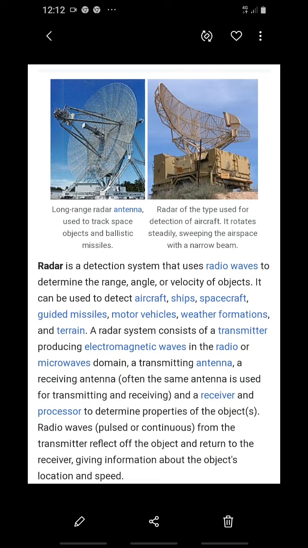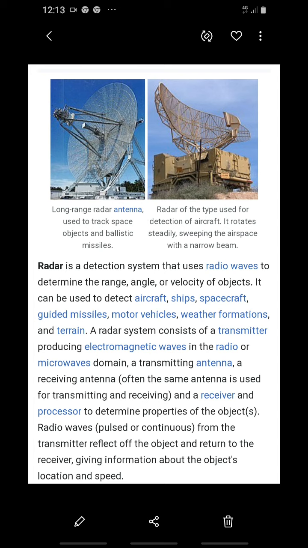Here, a radar is a detection system that uses radio waves to determine the range, angle, or velocity of objects. It can be used to detect aircraft, ships, spacecraft, guided missiles, motor vehicles, weather formations, and terrain.